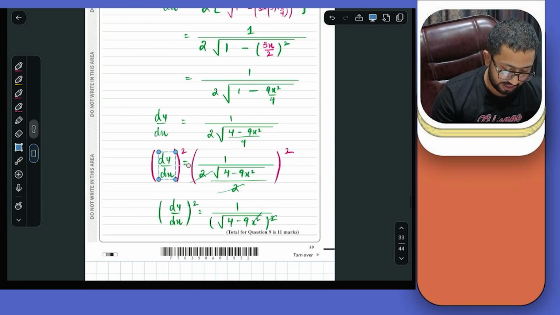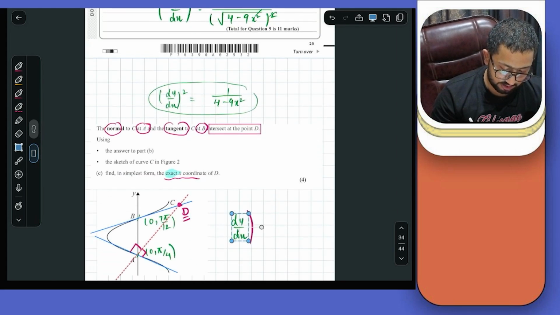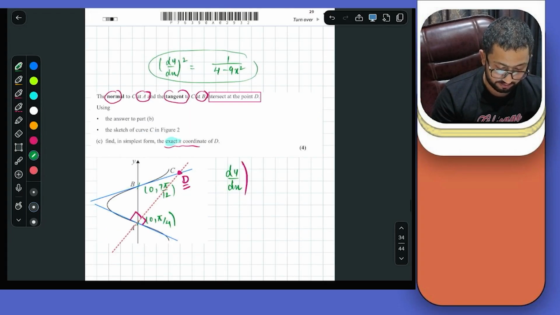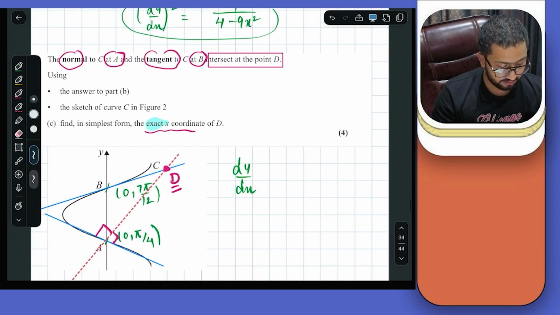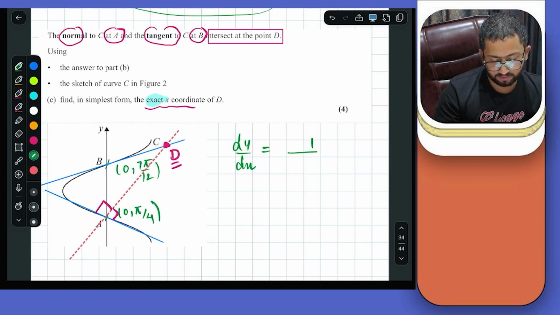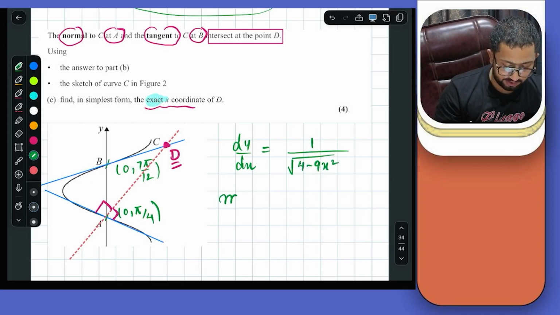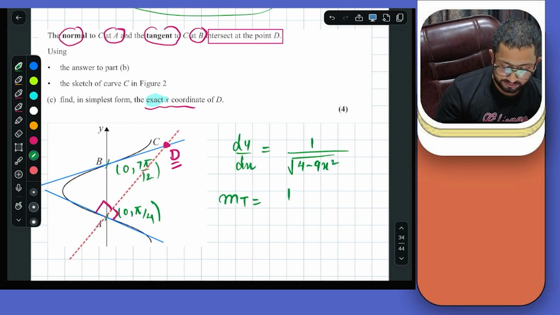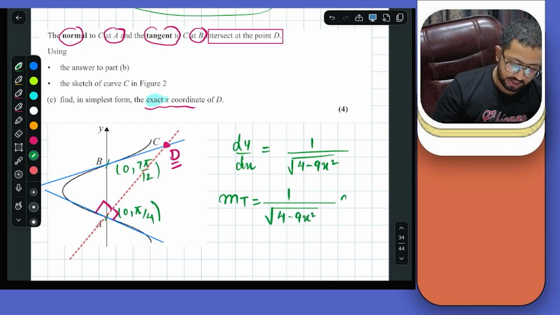So dy over dx is available, which is 1 over square root of 4 minus 9x squared. Everyone knows dy over dx is the gradient of the tangent. So I want to find the gradient of the tangent at A point. Obviously, then you can get the gradient of the normal line. Everyone knows. So let's figure out the gradient of the tangent at A point.